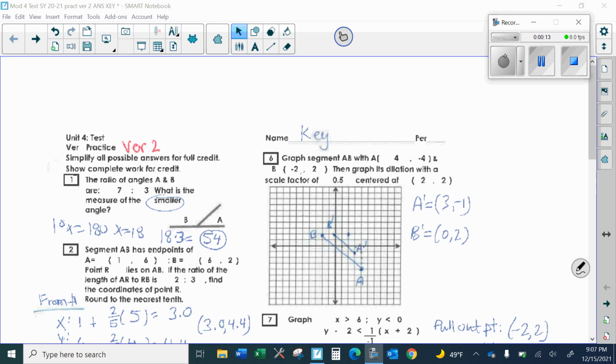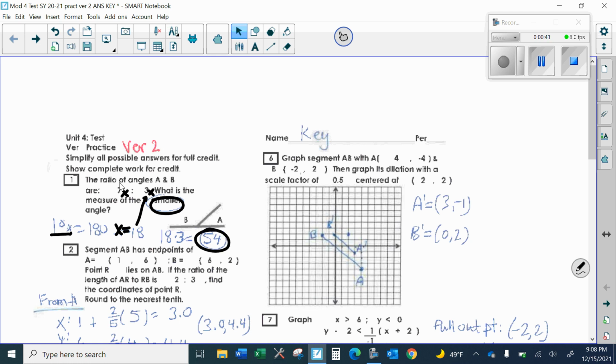Okay, looking at this drawing here, I should see that A and B are called linear pairs, which means they're supplementary, which means they add to 180. Whenever I see a ratio, I know I'm putting the x behind it for 7 parts, 3 parts, for a total of 10 parts, equals 180 because they're supplementary. So I divide by 10 on both sides, x equals 18. Didn't ask for x, asked for the smaller angle. The smaller angle would be 18 times 3, which then is 54.